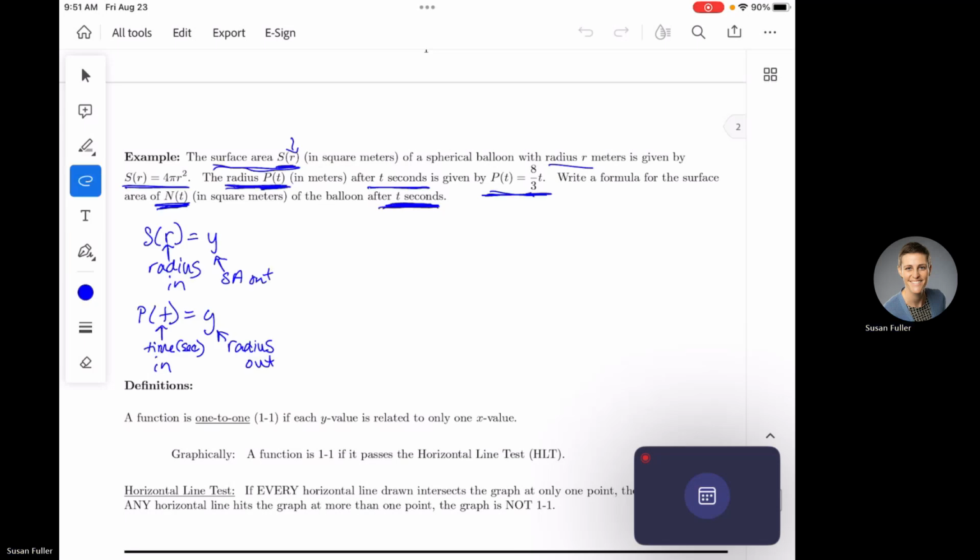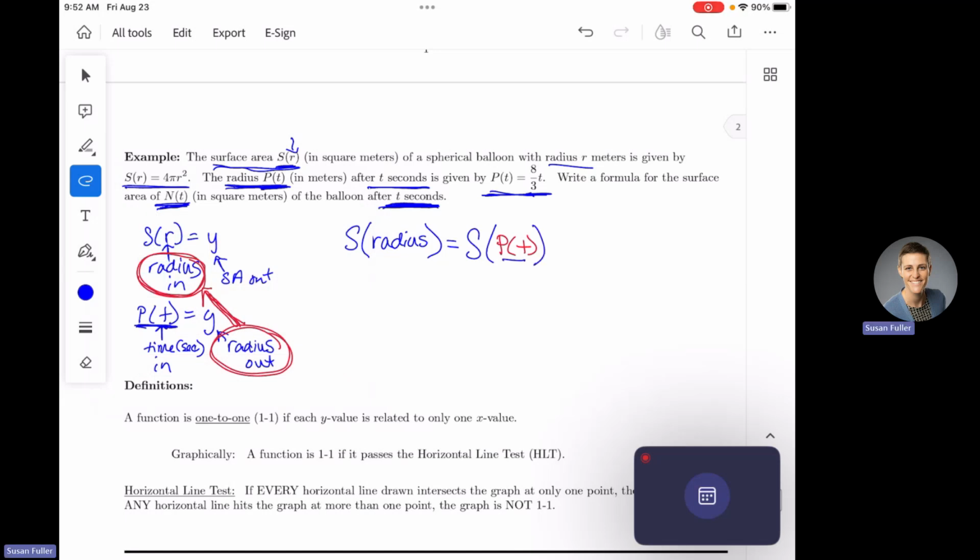When we look at this together, something I want you to notice is that here I get a radius out and here I put a radius in. Because these two things match, I could take the output of p, which is a radius, and plug it into s, because the input of that one is a radius. This tells us how to get to where we need to go. I can do s of a radius, and I know that p of t, my output there, is a radius. So I can actually do s of p of t, because this is a radius and my input is a radius.